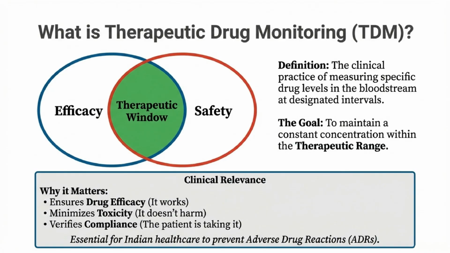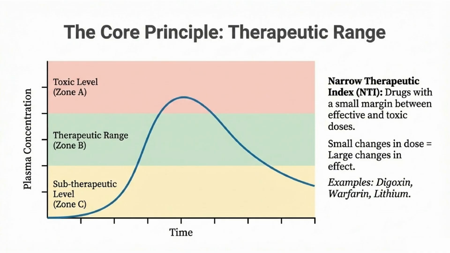The goal is to maintain a constant concentration within the therapeutic range, the sweet spot between efficacy and safety. The therapeutic range is the core principle. Narrow therapeutic index, or NTI drugs, have a small margin between effective and toxic doses. Examples include digoxin, warfarin, and lithium.